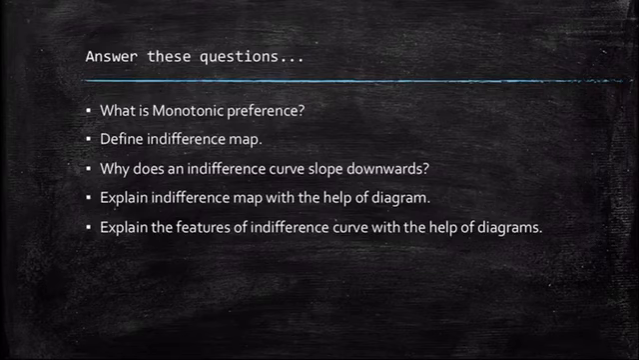One more, explain indifference map with the help of a diagram. We have discussed the diagram, and the explanation of the diagram has been included in this session. And last but not the least, explain the features of indifference curves with the help of diagrams. We have discussed three important features. One, the indifference curve slopes downwards from left to right. Two, the higher the indifference curve, the greater the level of satisfaction. And three, two indifference curves should never intersect each other.